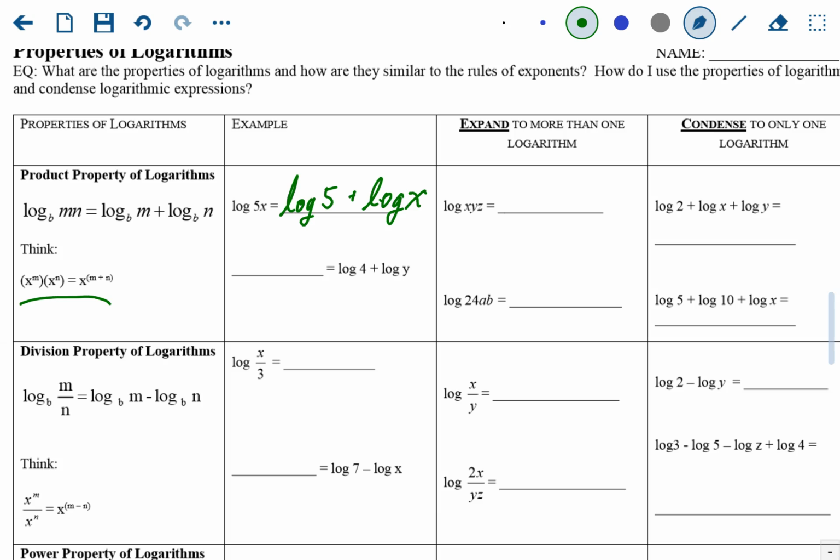Now that helps us because log of 5 is a number, okay, and log of x has that variable portion, so sometimes we need to isolate that variable portion. Okay. Going the opposite way, you have log 4 plus log y. You could write that as, kind of condense it into one log of 4 times y.